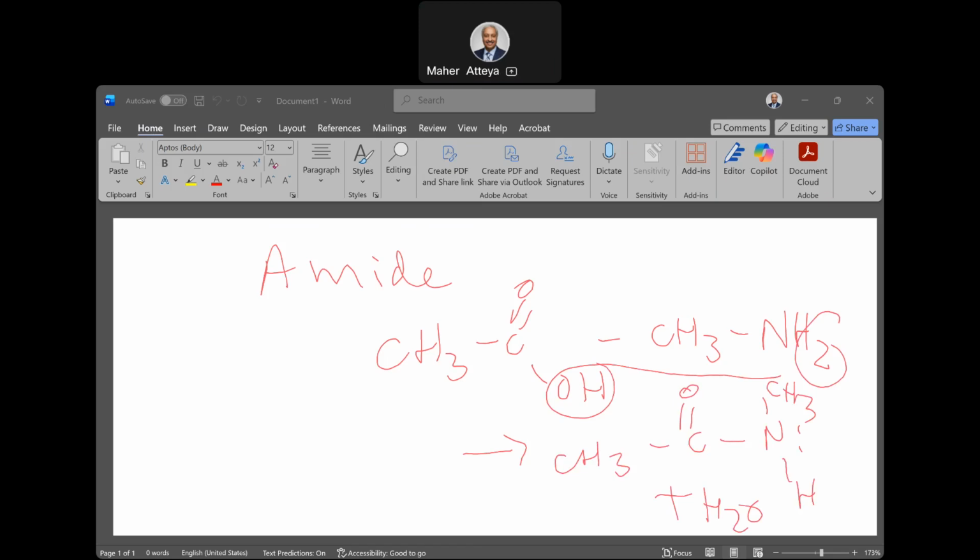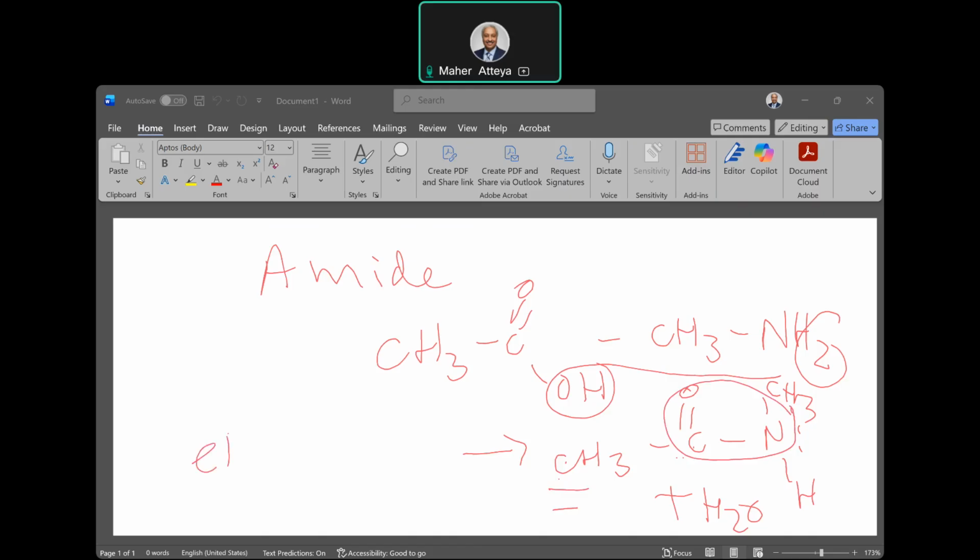So again, it's always about this group here. This group here is called the imide group. And it goes again by the number of carbons here. So one carbon, and you have one carbon here, you have one carbon here. That's called ethanoic acid. It came from ethanoic acid.